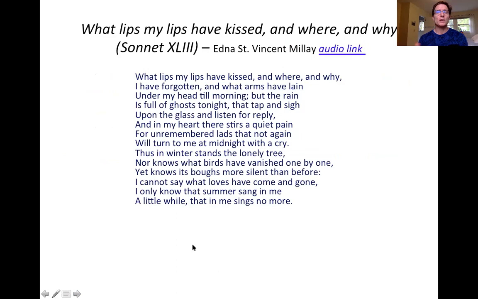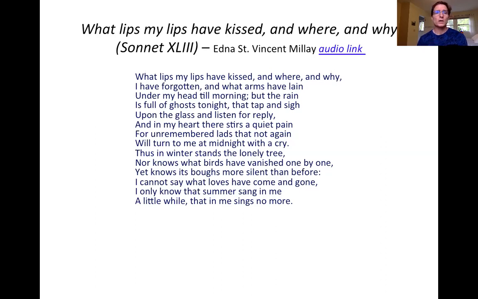Here's an example of a very famous sonnet called What Lips My Lips Have Kissed and Where and When. I think the link for this will still work, so I'm going to make sure that link is available. You'll be able to see this entire PowerPoint because it's going to be posted as an announcement along with this video. So if you want to thumb through this yourself, you certainly can.